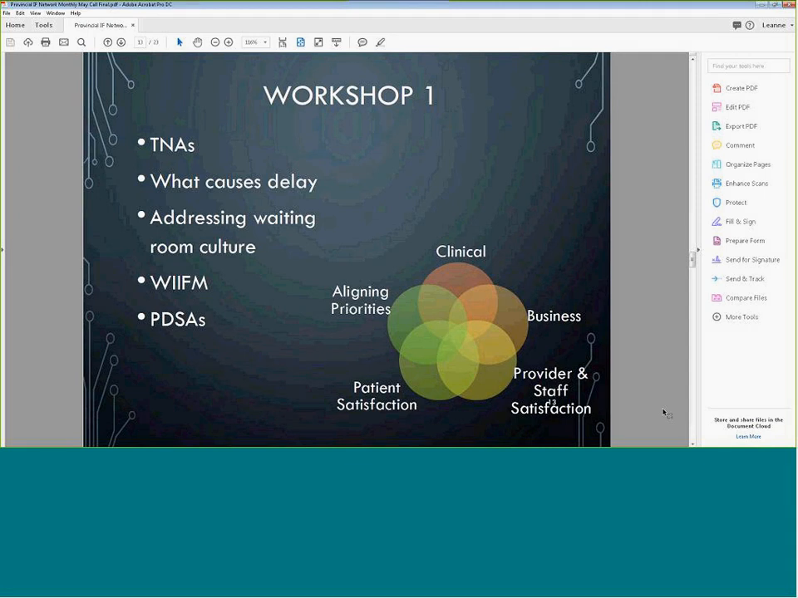They talked about waiting room culture, trying to address the idea that in order to be successful, you need to have a full waiting room of patients and that your patients should be waiting a long time for appointments. This is a snapshot from their presentation about what's in it for me, addressing the clinical and business sides: provider and staff satisfaction, that when you can get home on time, you're more likely to be satisfied in your working environment, that patients are more satisfied with access, and aligning priorities.